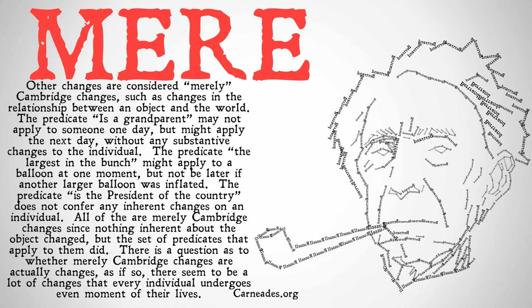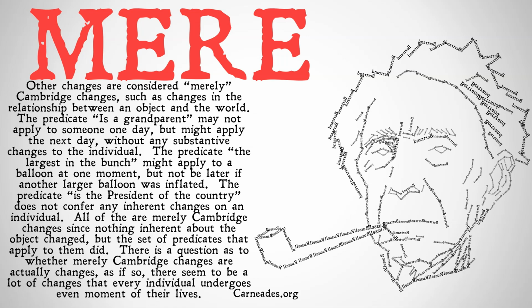For example, the predicate is a grandparent may not apply to someone one day, but might apply to them the next day, and so it can be a change. You can become a grandparent. But that can happen without any substantive changes to the individual. You, in fact, might not even be aware of becoming a grandparent.